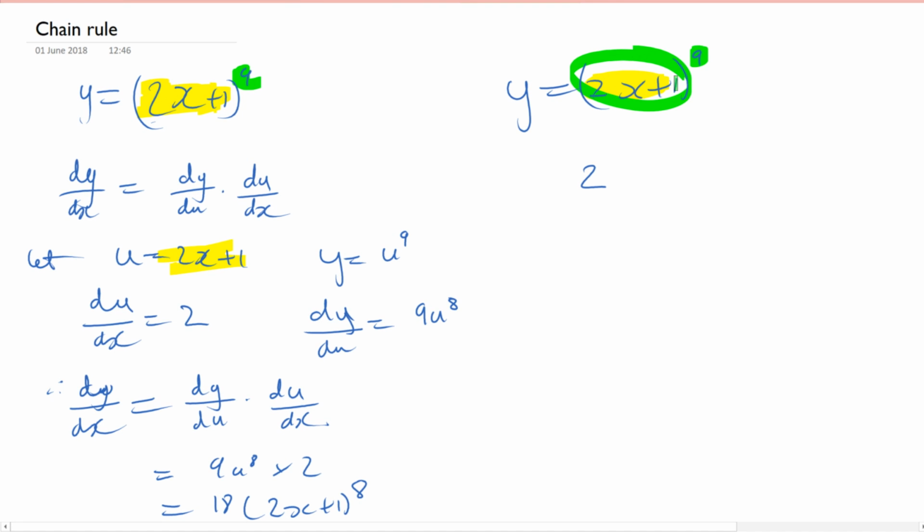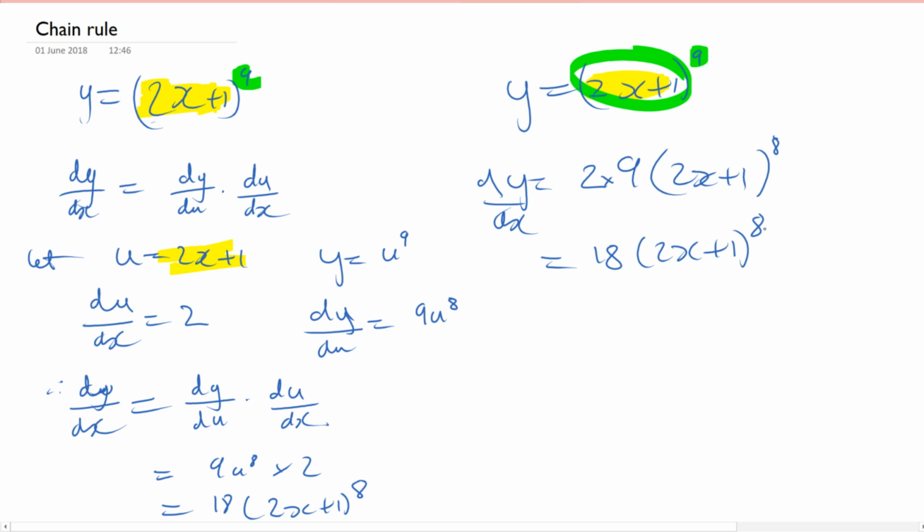And we just treat this bit as, say, like x to the 9. And so x to the 9 would differentiate to 9 times the something to the 8, the inside bit. So that inside bit is 2x plus 1. And we get dy by dx just equals that. Simplify that. That gives us 18 times 2x plus 1 to the 8. So that's how you can do it in your heads.